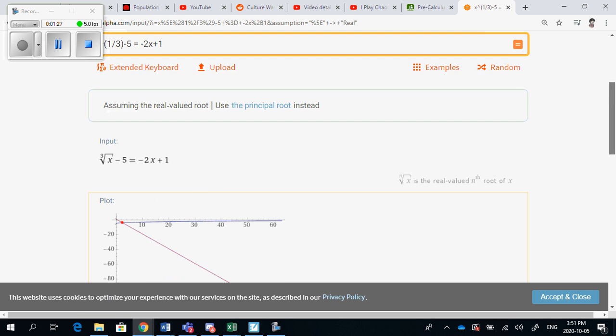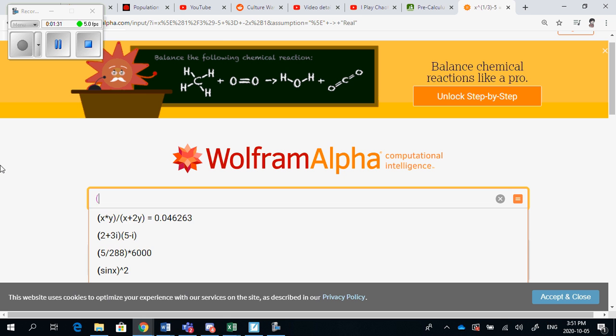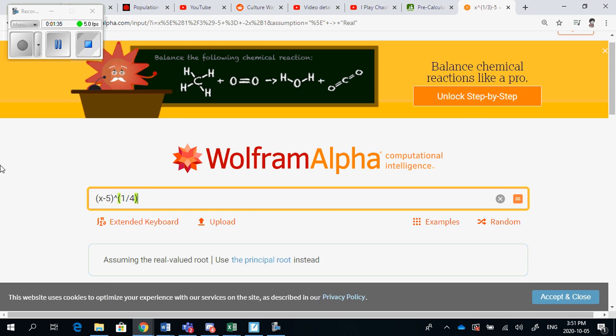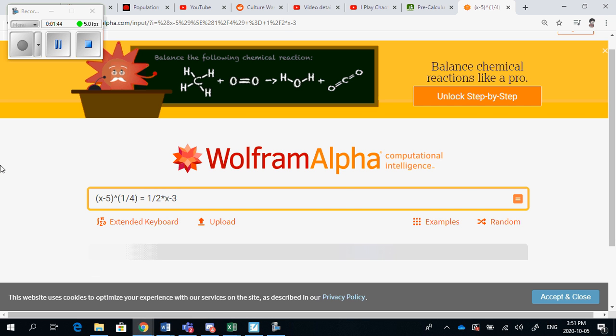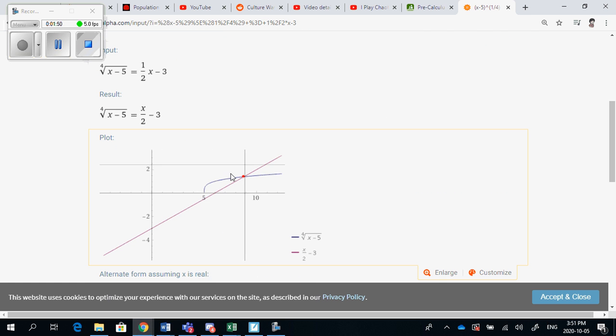You do the exact same thing for the next question down. So if we want to look at x minus 5 to the power of 1/4 and have that equal to 1/2 times x minus 3, we can plug that in. And again, it will give us a graph. That's a much nicer looking graph now.